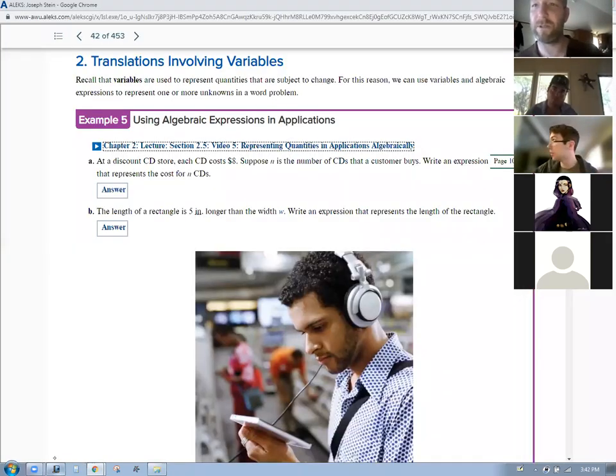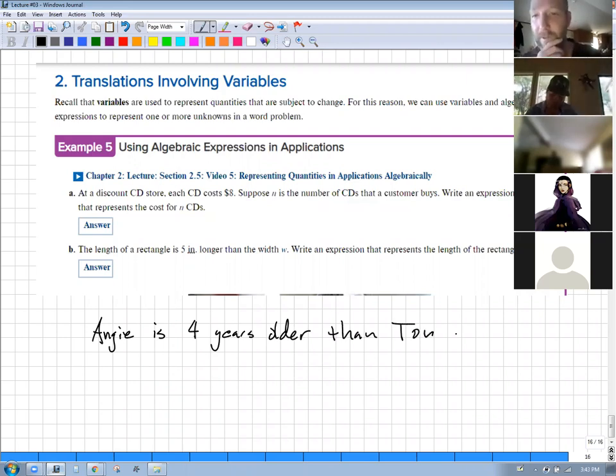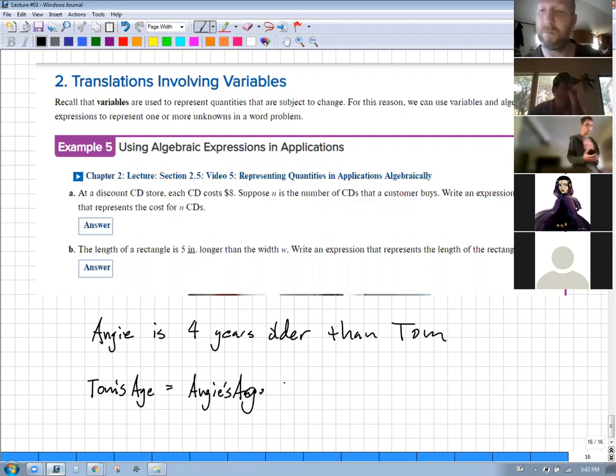Okay, so all they're saying here is we're using some letters, right? If, who was it? Angie is 4 years older than Tom. All right, then all they're saying is Tom's age equals Angie's age plus 4. But writing out Angie's age is a whole lot. So they just said, let's just call this the letter A for age.